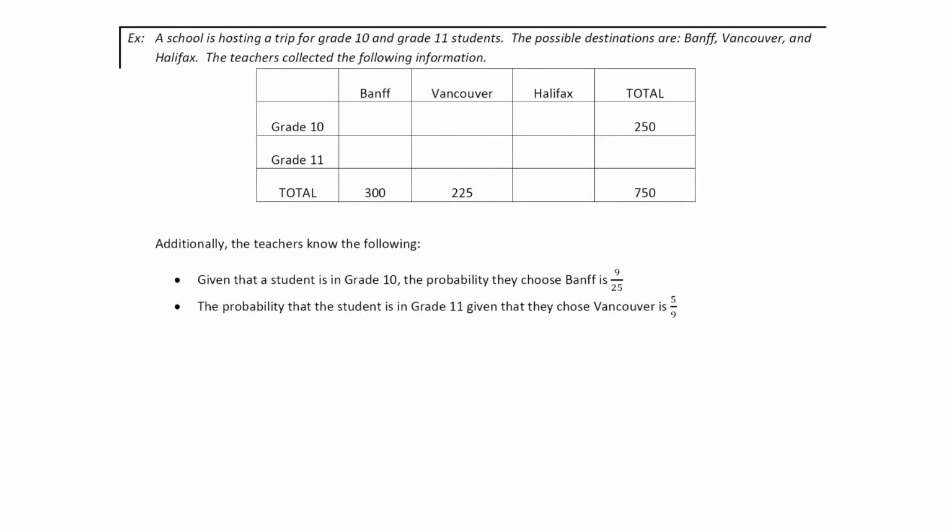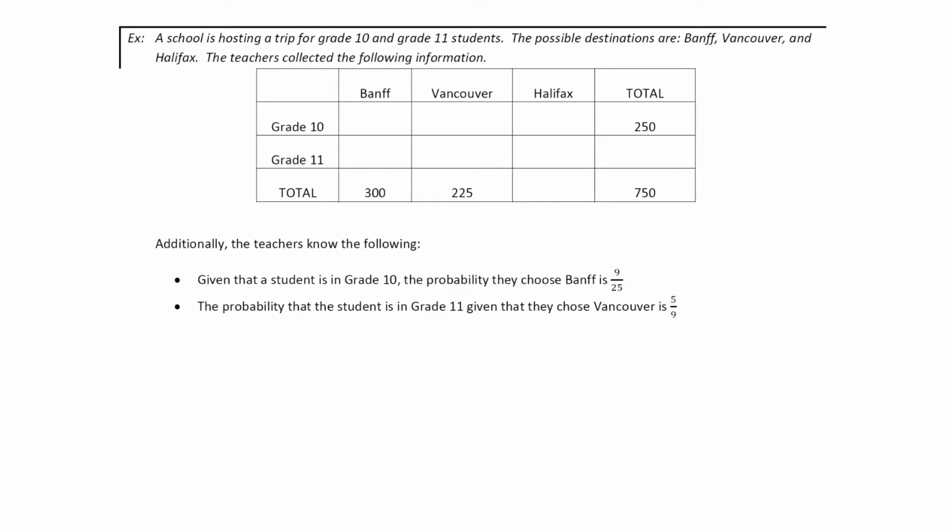A school is hosting a trip for grade 10 and grade 11 students. The possible destinations are Banff, Vancouver, and Halifax. The teachers collected the following information, and you can see the contingency table is incomplete. Additionally, the teachers have some other information.